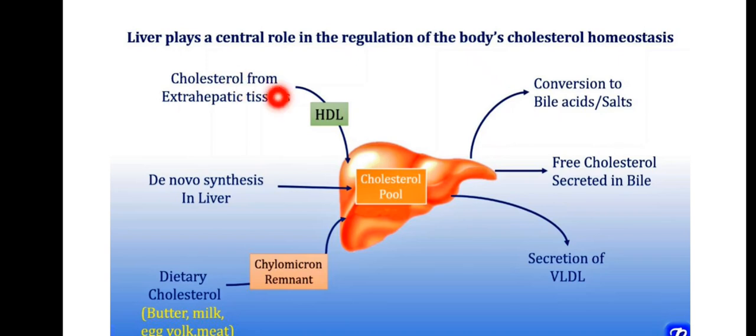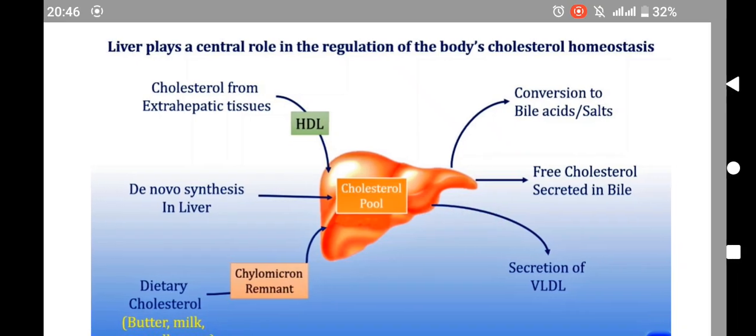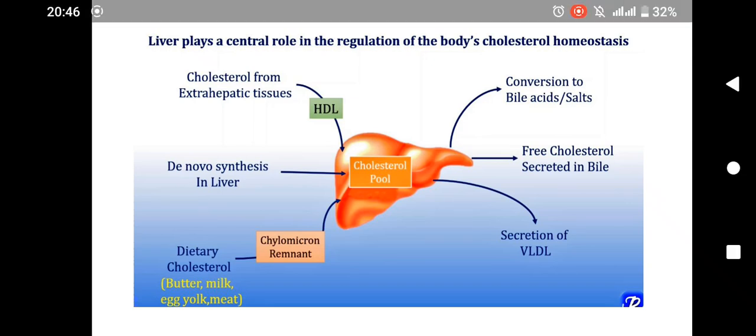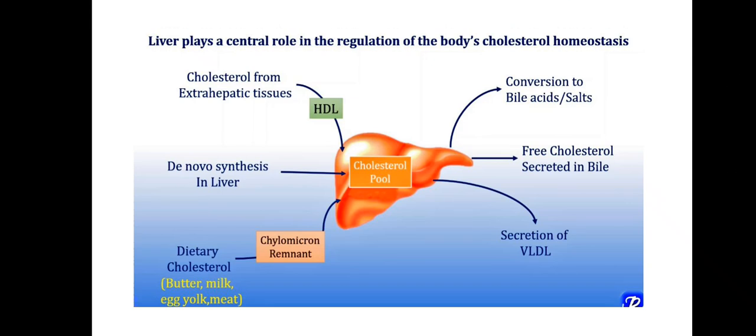It's getting cholesterol from the HDL, from the de novo synthesis, which we're going to talk about, and from the diet, and then it's using it for formation of bile acids, bile salts, and also formation of VLDL. So next time, we are going to look at part 2 of cholesterol synthesis so that we can look at the actual pathways, the enzymes, and some diagrams that are involved in cholesterol synthesis.